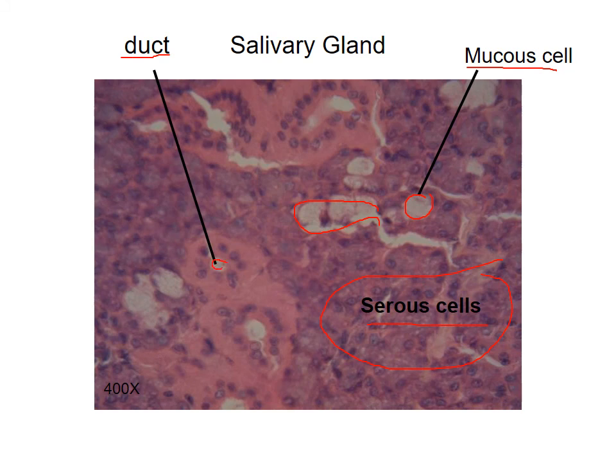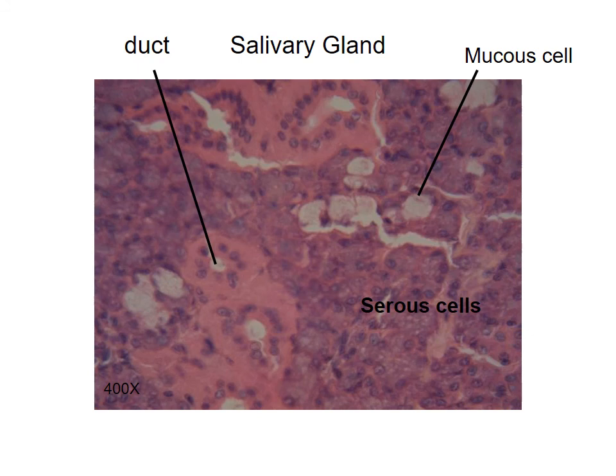Again, this should kind of remind you of the simple columnar or simple cuboidal cells that we looked at back in 210 around the kidney tubules. So those are the 3 things that you should be able to identify in a cross-section of a salivary gland. Now, the salivary glands are going to look different from one to the other.